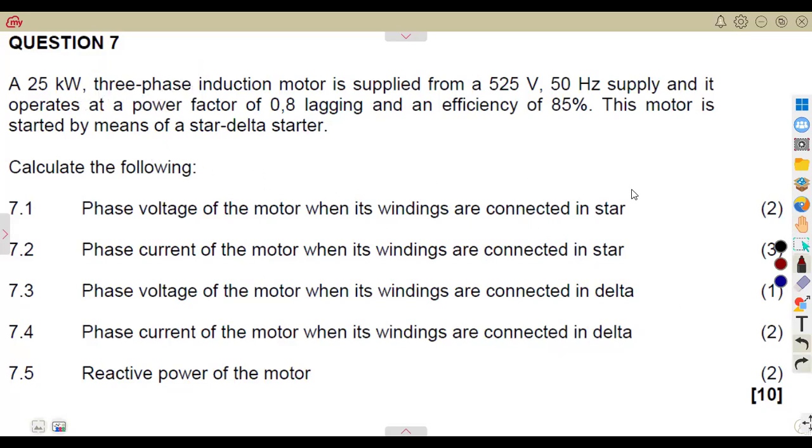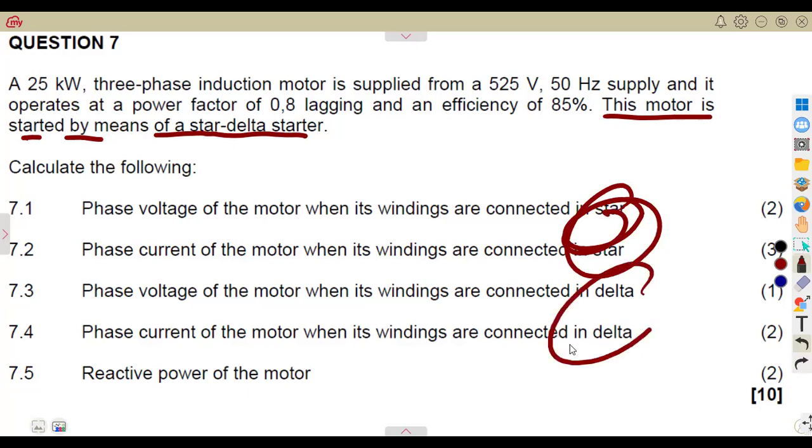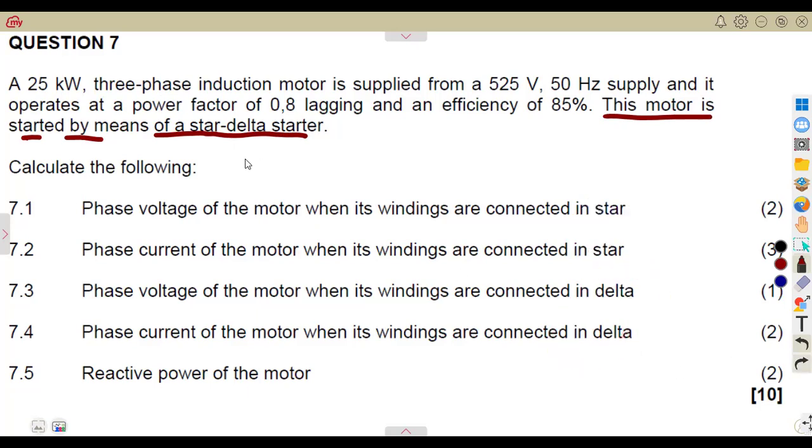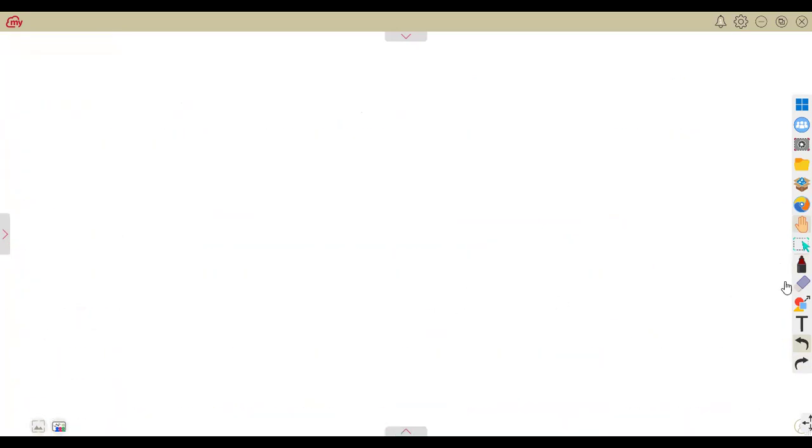Then the connections that we are given about this motor is started by means of a star delta starter. So we've got two things there, the star and the delta. These are the things that you're going to need. As you can see, there are questions on a star, questions on a delta. This is because we are considering two things in common to be connected together. Remember that in these three-phase connections, we can expect to have a star connection.